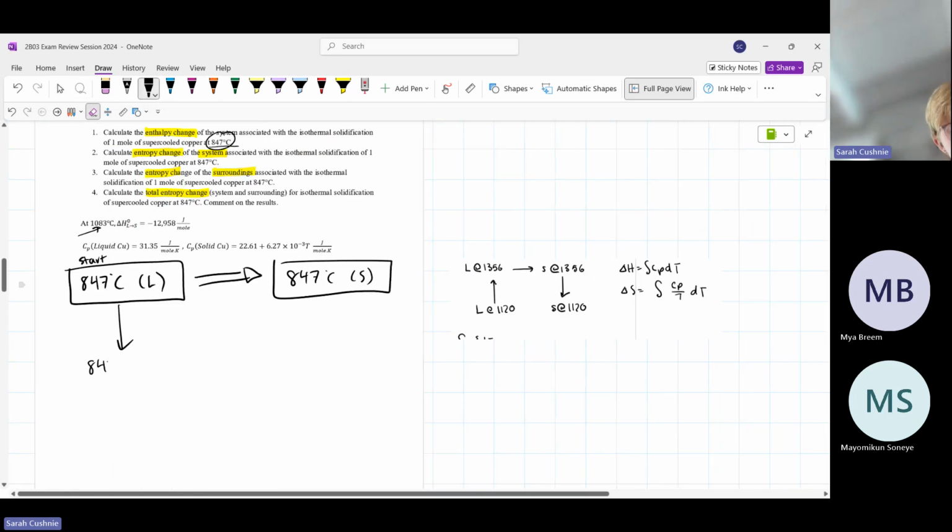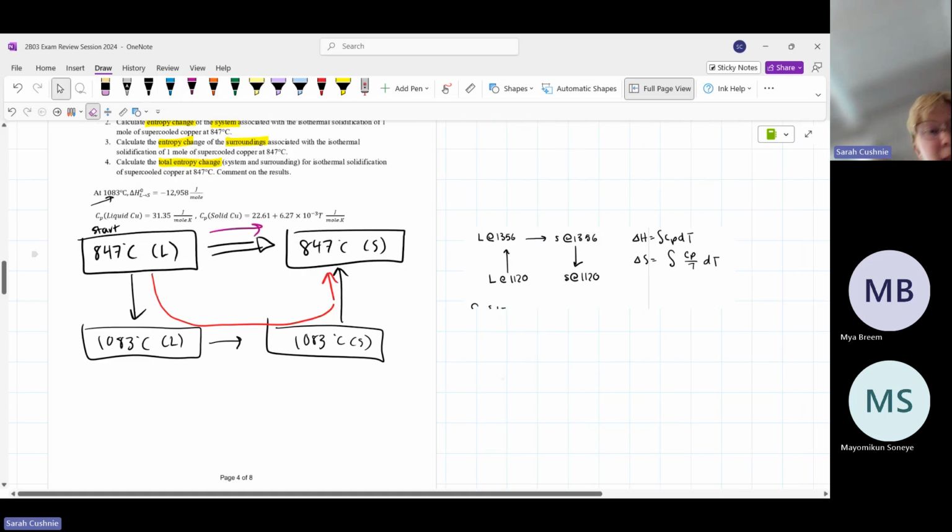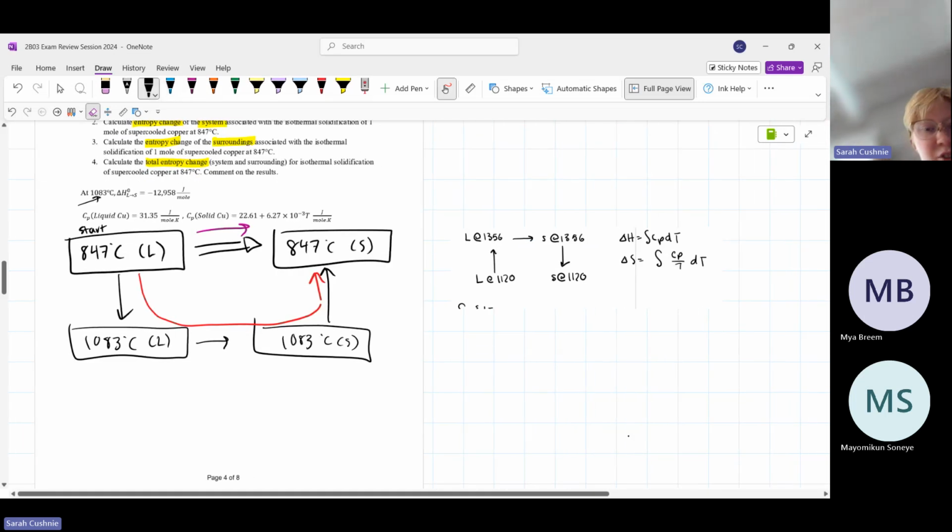We can go up to, not 847, to the 1083 degrees C as a liquid, undergo the phase change to 1083 degrees C solid, and then cool it back off. So what we're going to do is go through this process, and it'll give us the exact same answer as if we went this way. So that's kind of the basis of what we're doing. And then we have our equations.